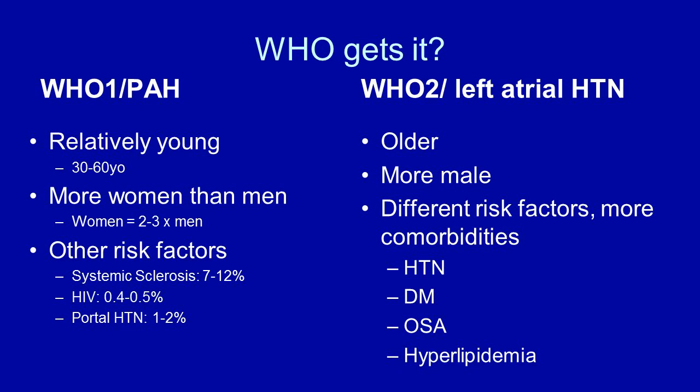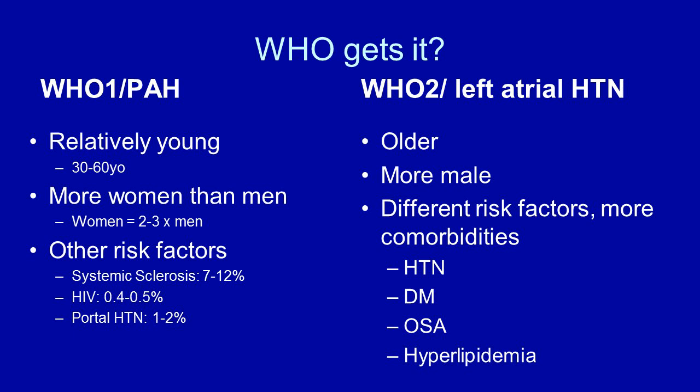They also have risk factors that are relatively unique compared to left atrial hypertension. About half the people have no other diseases, but the other half tend to have connective tissue diseases, most notably systemic sclerosis or scleroderma. HIV and portal hypertension have been associated with PAH, as have anorexigens and some other drugs. Liver disease is another contributor to people's risk of pulmonary arterial hypertension.